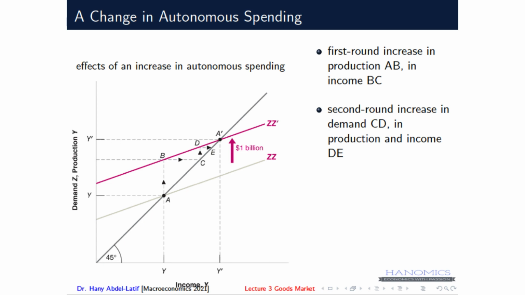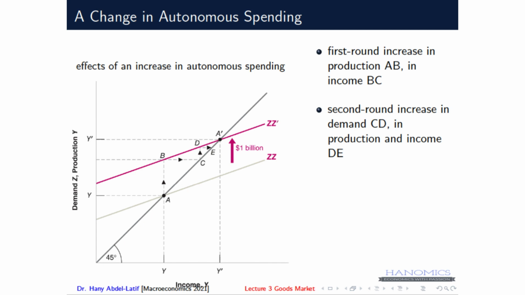Once the autonomous spending increases, that will be a first round increase in production and in income, because what you spend represents income to others. And when those people receive an increase in their income, they will do exactly the same thing as you. Depending on the value of C1, or the marginal propensity to consume, they will spend a portion of that income increase. And when they do so, that will represent another round of spending and another round of income for other groups.